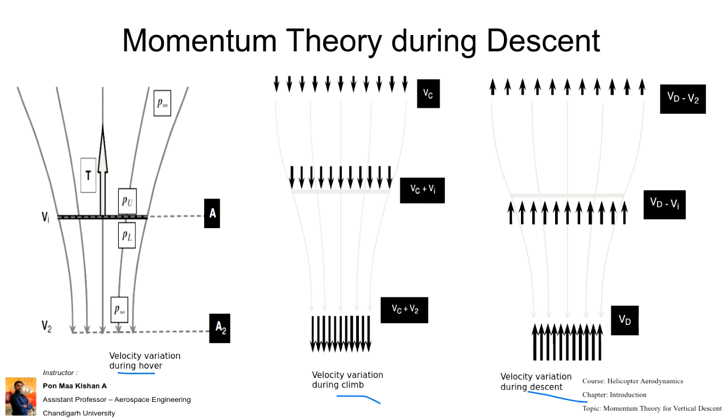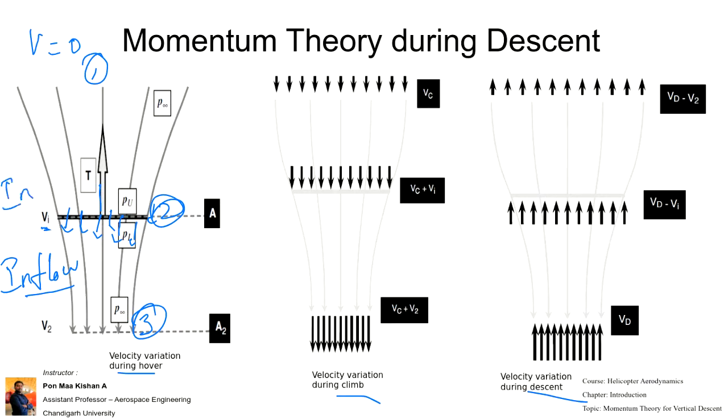Here velocity is equal to 0 at section 1. This is section 2, and section 3. At section 2, it is the induced velocity over the blade, otherwise called inflow. In some articles they use the word inflow; some books and research papers use the word induced. Don't get confused, both are the same, inflow and induced.